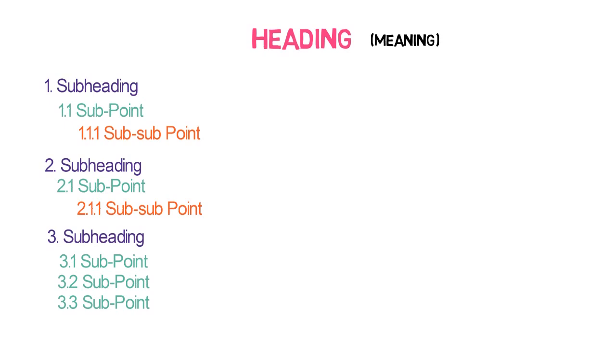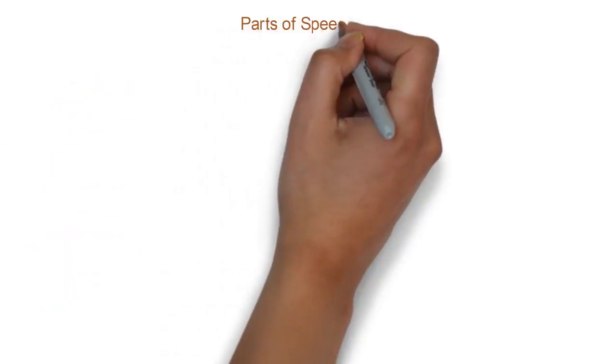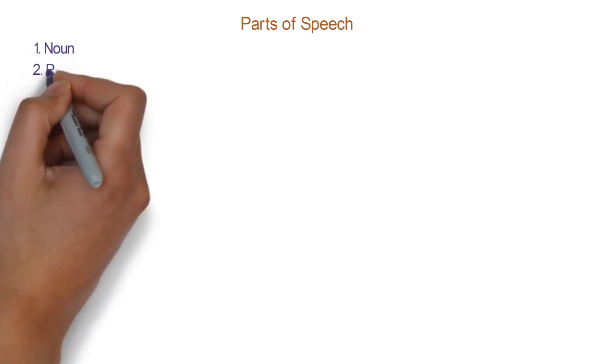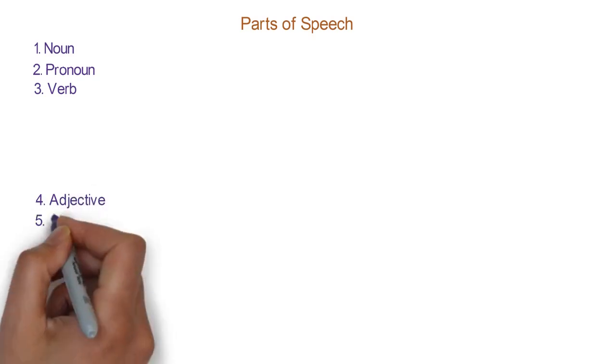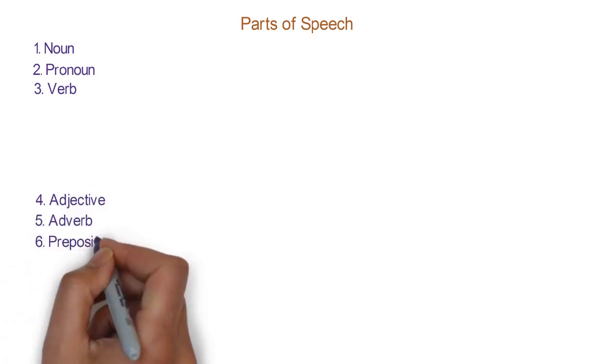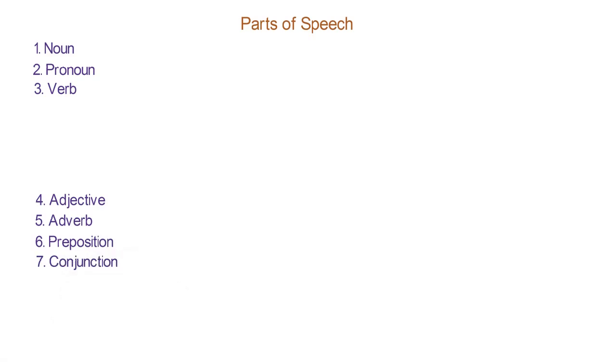Now let me give you an example. Suppose you are reading an article on parts of speech. What will be your title? Parts of speech, right? Now, how many subheadings will be there? As it is parts of speech, we can understand that there will be 8 subheadings. Number 1, noun. Number 2, pronoun. Number 3, verb. Number 4, adjective. Number 5, adverb. Number 6, preposition. Number 7, conjunction. And number 8, interjection. So, these are the subheadings.